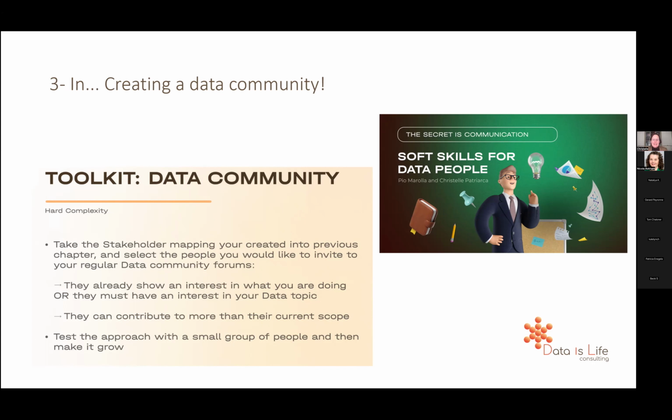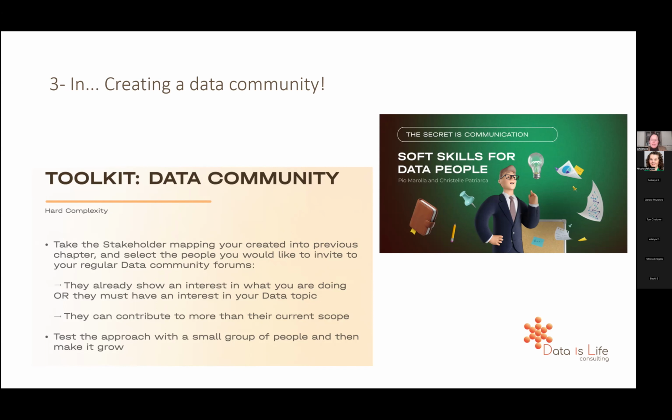Basically the idea is to create this data community. You start with what you have. That's the idea of Agile. You take the stakeholder mapping that you can create on another aspect, and you select the people you want to invite to a regular data community forum. And you don't force people to join. People who are showing an interest are welcome. Those who don't understand will eventually come later because they see the interest. Otherwise, you just move forward with the people who are interested in your topic. And you test the approach with a small group, and you make it grow.